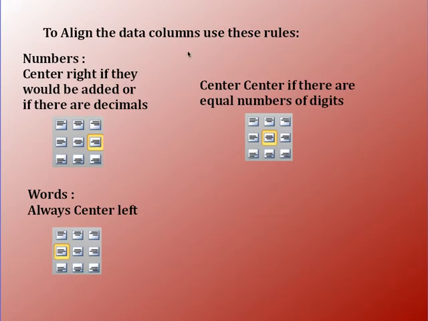To align the data columns, you're going to use these rules. If they're numbers, if you could add them up with decimals, or if they're just an odd number of digits, you're going to use the right justify, because we read numbers that way. We add them on the right. But if they're all the same number of digits, we'll probably use the center button. For words, we're always going to make them left center or center left, whichever you want to use first. Even if the book puts them in the center, we're going to use center left.